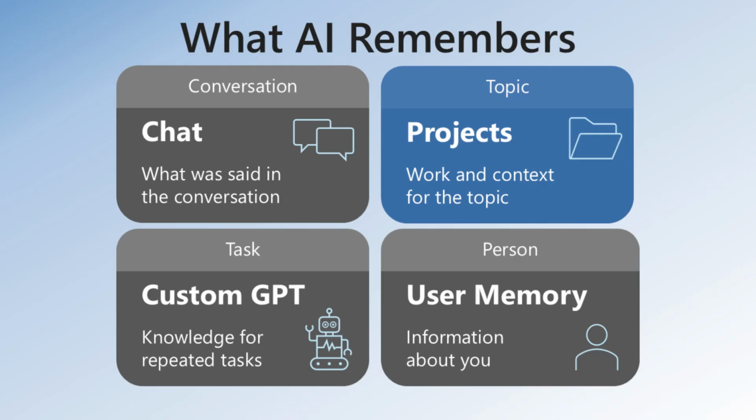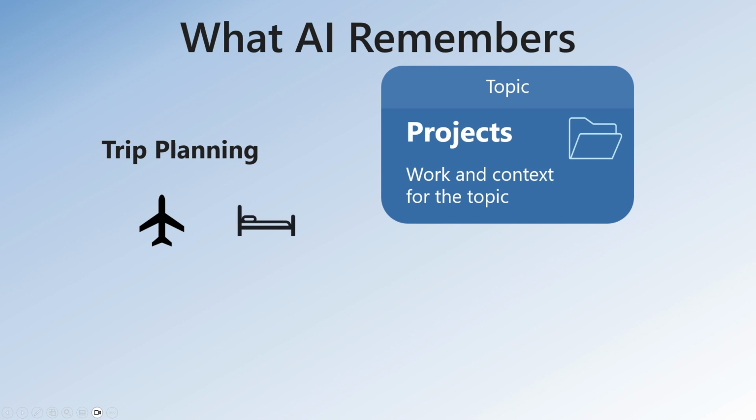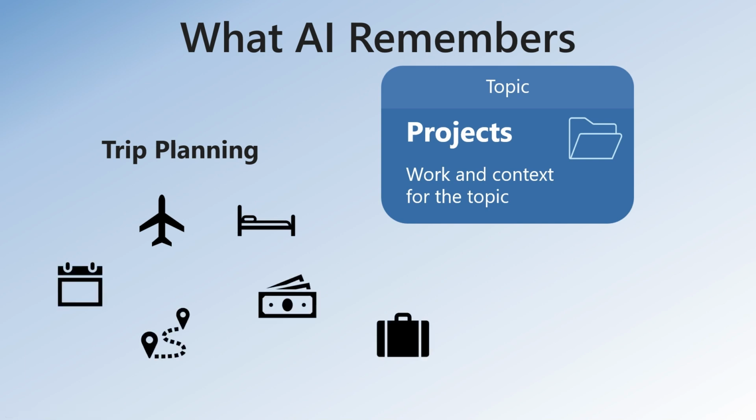So in this video, I'm going to show you how to set up a project step by step. While AI is great for work, let's keep this easy and familiar and say I'm planning a trip. I may have flight ideas, hotel options, a rough itinerary, budget notes, and a packing list. That's more than one quick question. It's one ongoing stream of work.